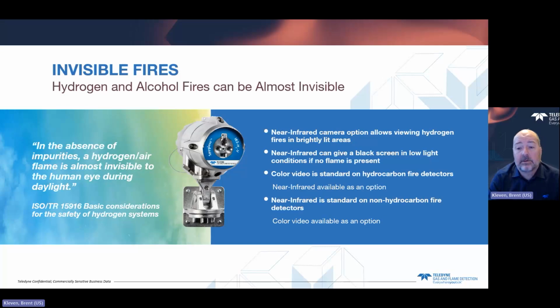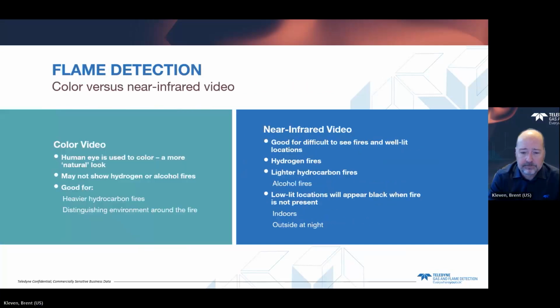So color is standard on the hydrocarbon fire systems because we can usually see that hydrocarbon fire. Near infrared is available as an option if you want it for some reason on the hydrocarbon detectors. But for the non-hydrocarbon, like the hydrogen or alcohol detectors, near infrared's a standard. And if for some reason, again, you don't want that, you want color, we have that as an option as well. Right? So we have lots of different options to make sure you can tailor the system the way that you need it for the types of fires that you expect to have and for the area that you expect to be detecting these flames in.